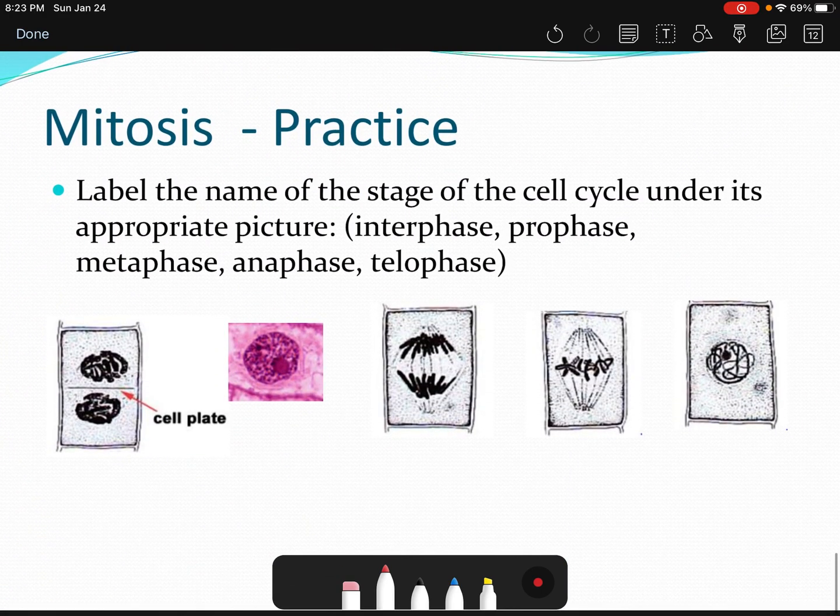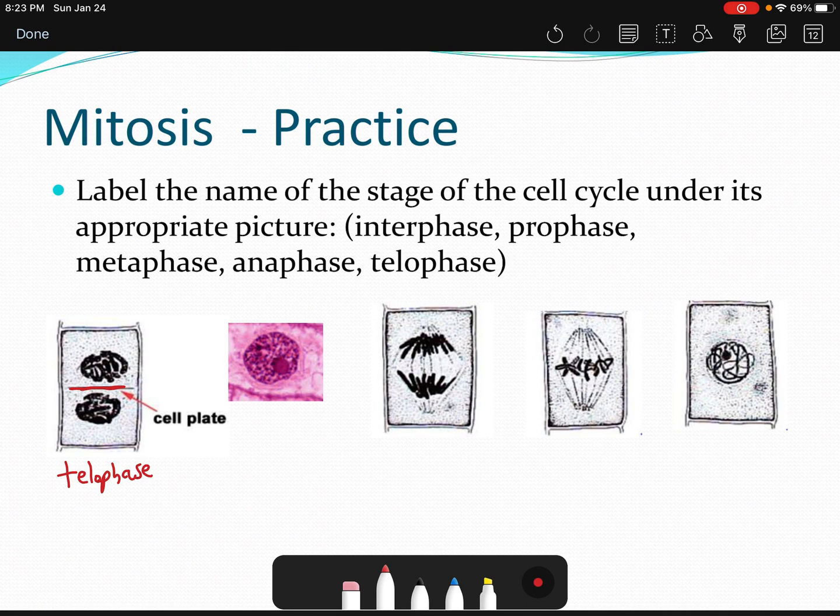All right, let's do a little practice. Now, I want you just, in this case, to see if you can find the four phases of mitosis as well as interphase in these pictures. So this one here, it shows that the cell plate is starting to form. Do you remember which phase that was? That was telophase. It's not quite split into two yet. Cytokinesis hasn't totally happened, but the chromosomes are on opposite sides and the cell plate is forming.